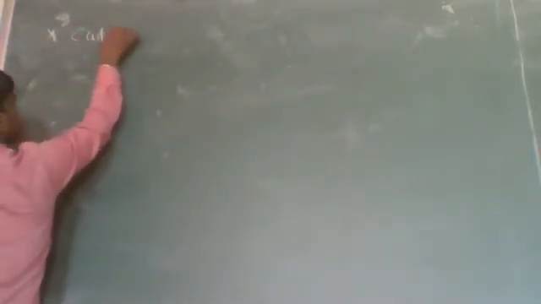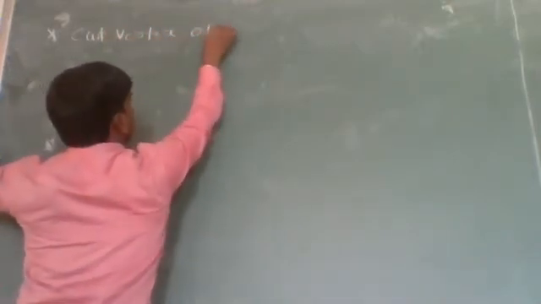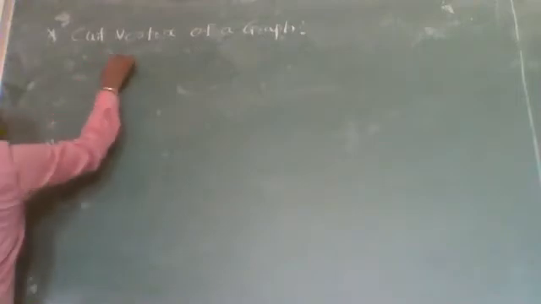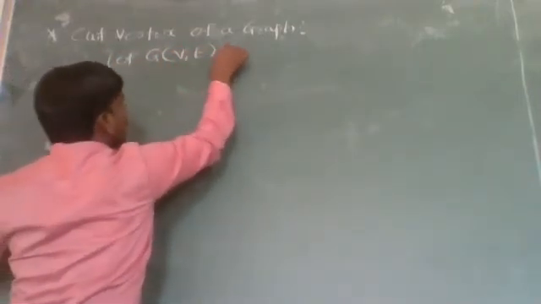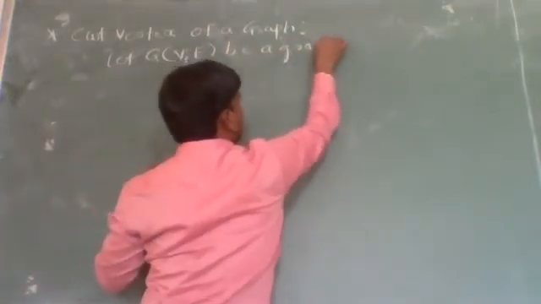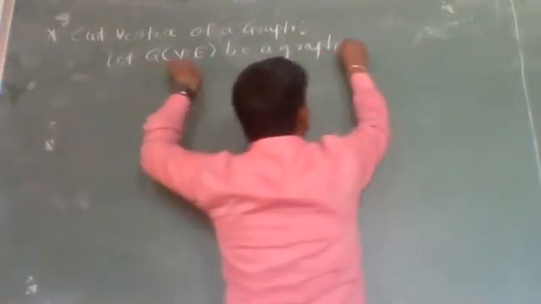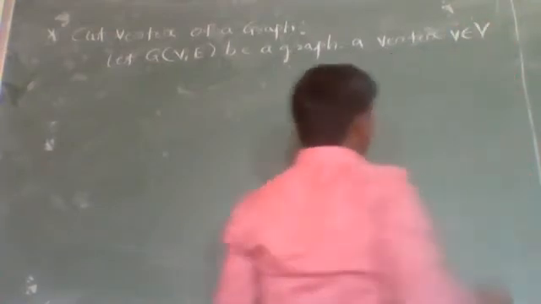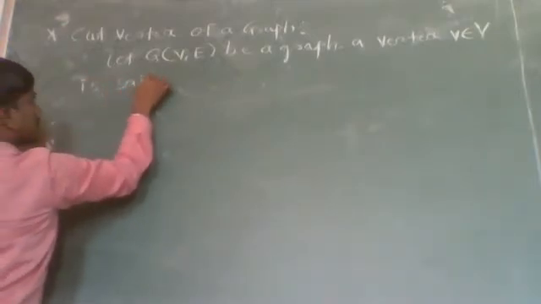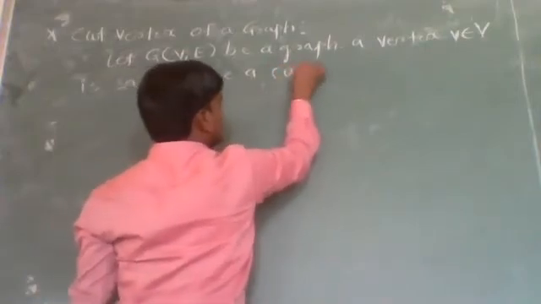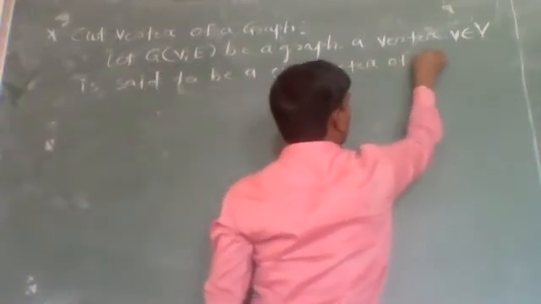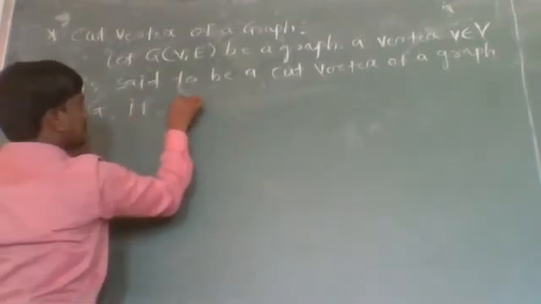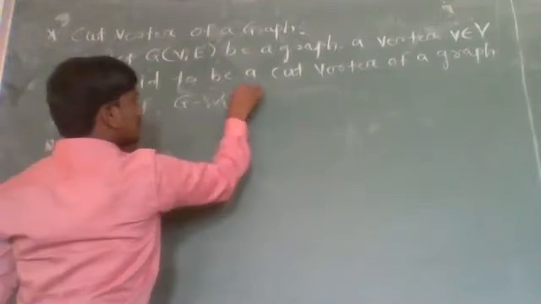Cut vertex of a graph G. Let G be a graph with vertex set V and edge set E. Then a vertex v belonging to the vertex set is said to be a cut vertex of graph G if G minus v is a disconnected graph.